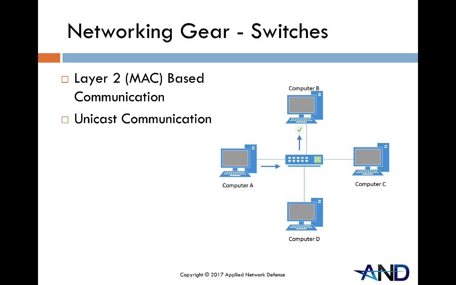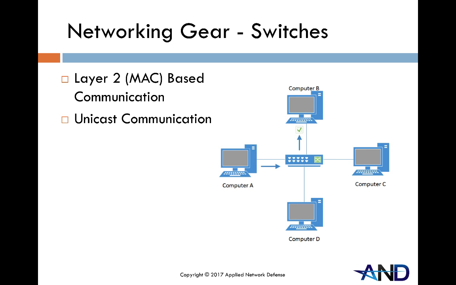You see, once again, we have 4 computers. Computer A is sending to computer B, but computer C and D never see the traffic, and that's great, right? That's great from a performance perspective because we're not sending data to hosts that don't need it, and it's also great from a security and privacy perspective because now computer C and D can't easily intercept the packets between computer A and computer B. That conversation is a little bit more private.